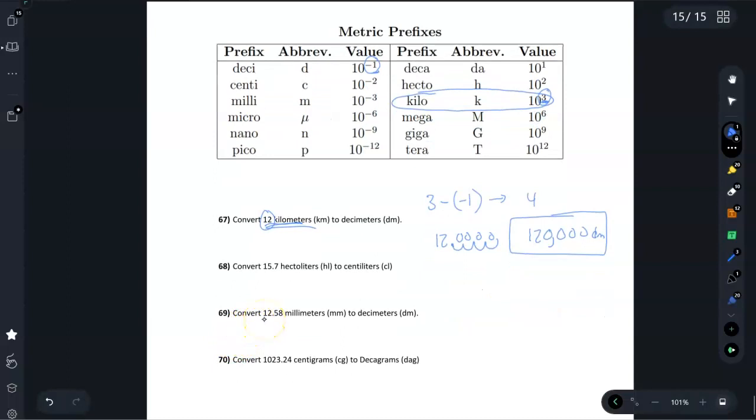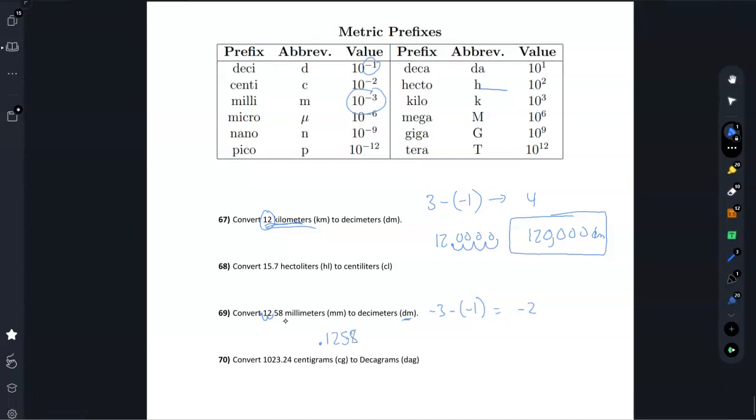Same thing with 12.58 millimeters. So I'm going to erase what I have up top, just because I have different values. This time, millimeters is here, which is 10 to the -3. So I start with -3, and I'm going to decimeters. So I'm going to -1. So -3 minus -1 is the same thing as -3 plus 1, which gives me -2, which means I need to grab that decimal and move it 2 times to the left. So if I do that, I have 0.1258. And my pen's not writing, sorry. And that would be decimeters.